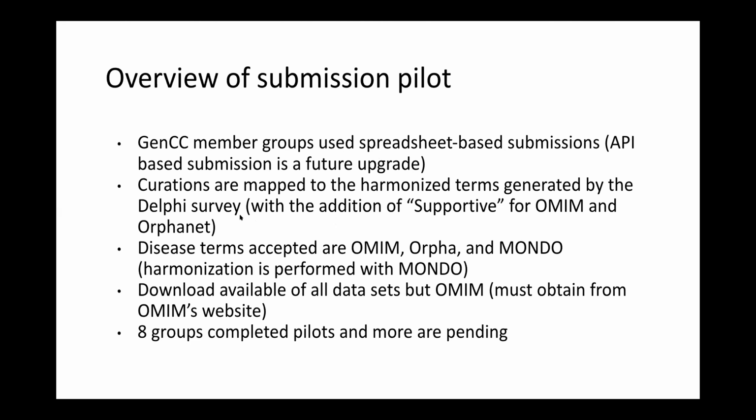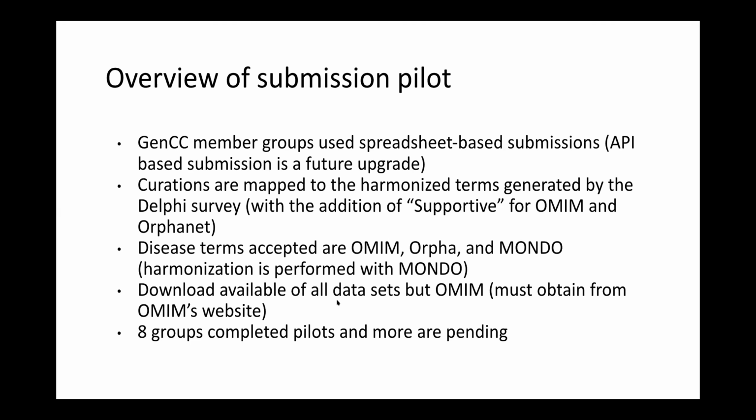The disease terms, just to standardize them as much as possible for now, that we accept are OMIM, Orpha, and Mondo, and we perform harmonization with the Monarch Disease Ontology. The reason that we use this, as you know, is the Mondo ontology contains OMIM and Orpha IDs. So hopefully most of the time we're able to map these ones if they're submitted to a higher level or a synonymous term in the Monarch Disease Ontology, which we're going to leverage for conflict calculation.